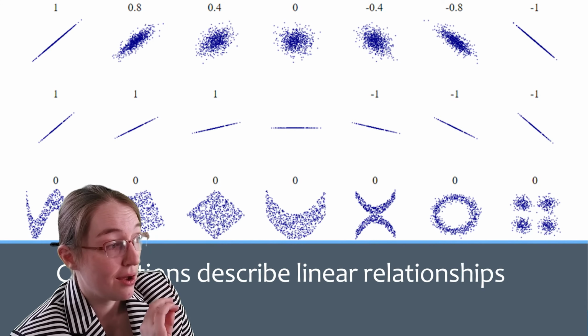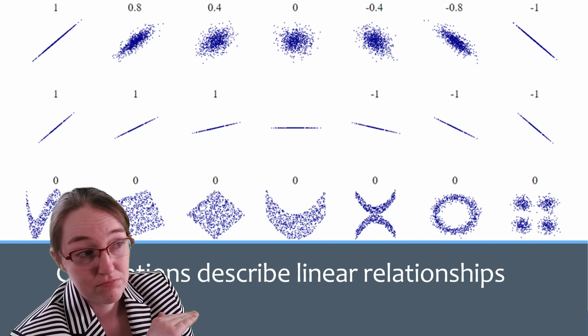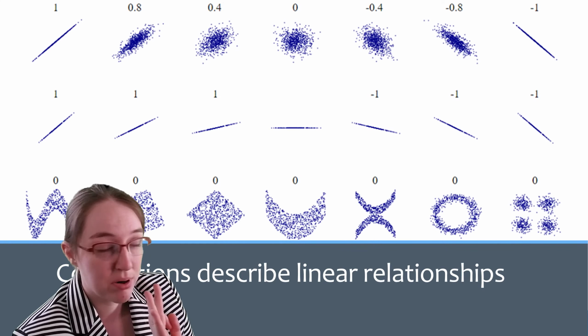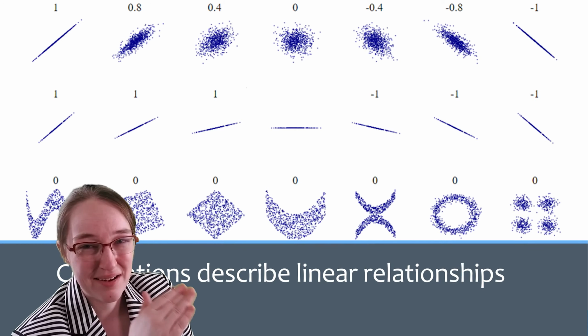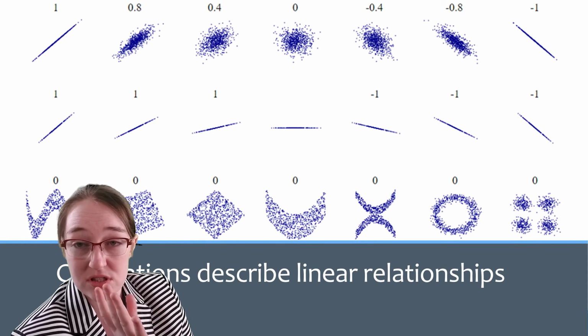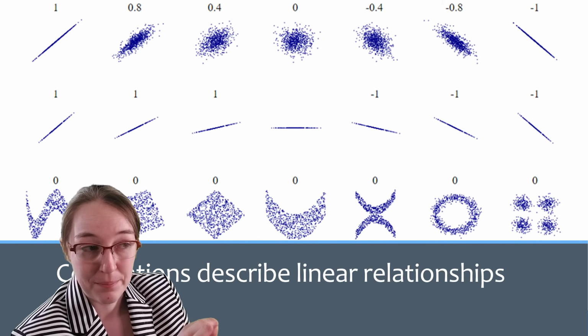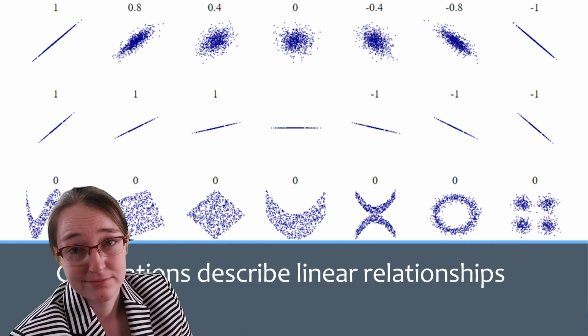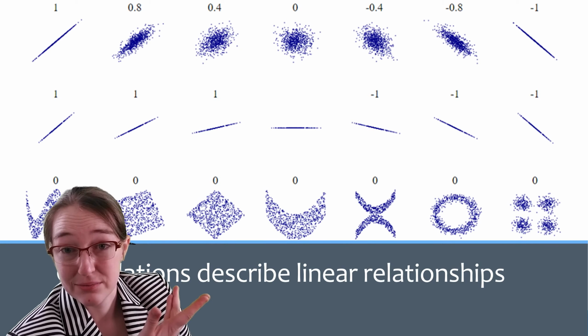Now, all of the lines in the middle column, except for the one in the middle, have a perfect relationship. It doesn't matter the steepness or slope. What does matter is how tightly bunched the data are, as we can see here.